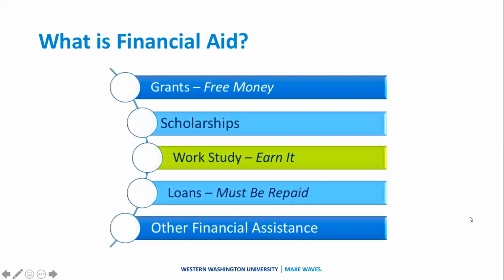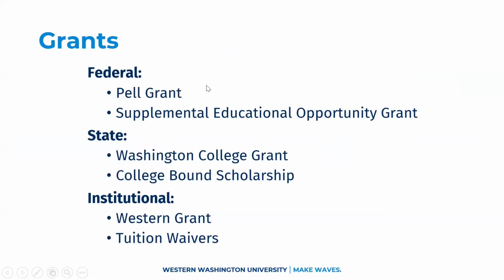All right, so what is financial aid? So today we're going to talk about grants, otherwise known as free money, our favorite, scholarships, work study, loans, and then other types of assistance. So grants, this is one of those types of financial aid that we mentioned. Grants are certainly probably the most favorable type of financial aid, as they're free money that doesn't require any repayment.